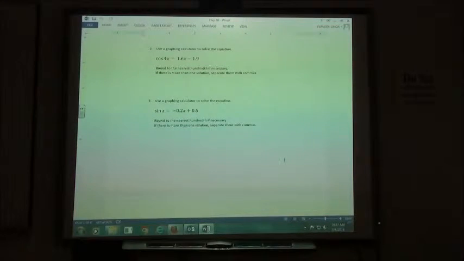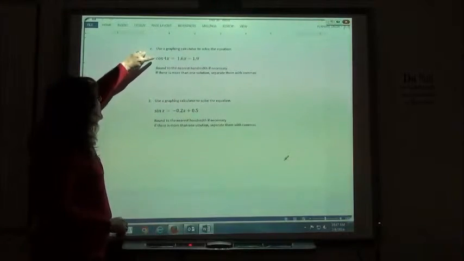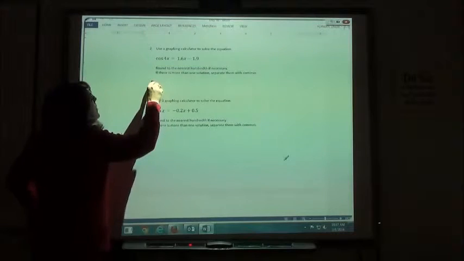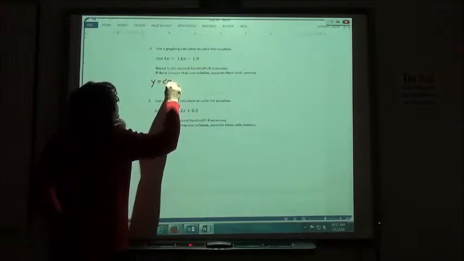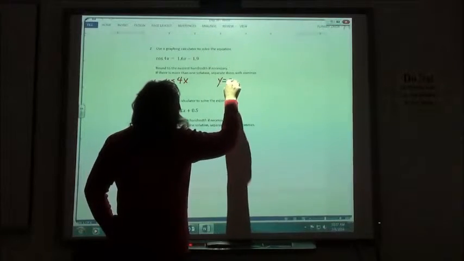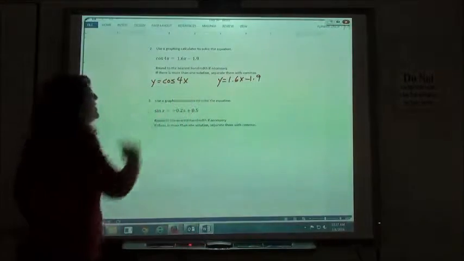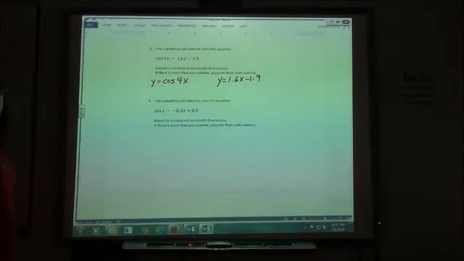All right, so number 2, again, we're going to use the graphing calculator to solve the equation, and we're going to type in two equations. The first one being y equals the cosine of 4x. The second one being y equals 1.6x minus 1.9. And we're going to find the intersections to find out where those two equations have a common solution.